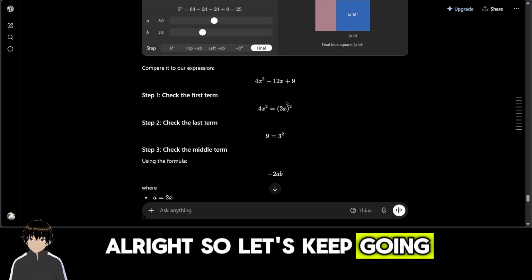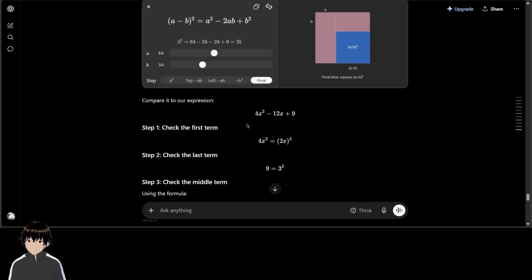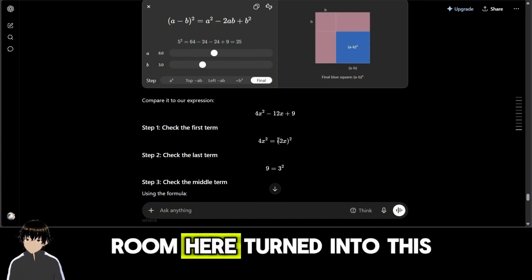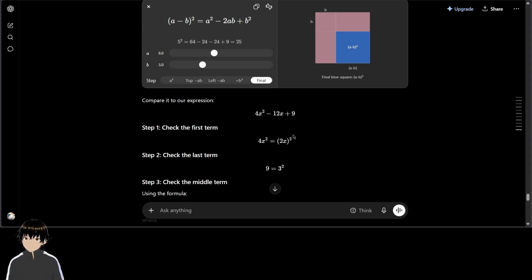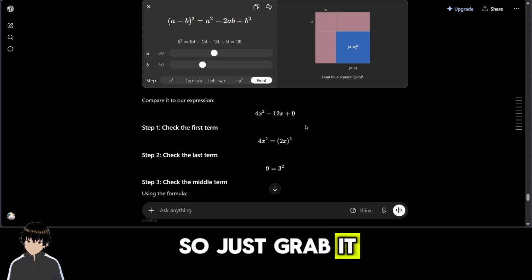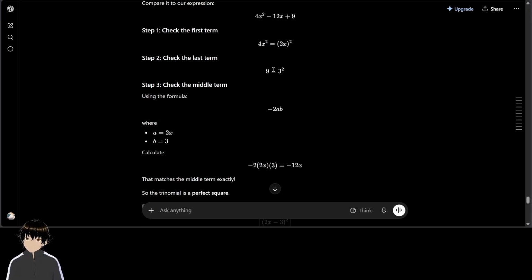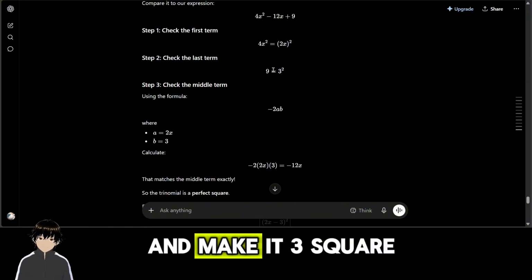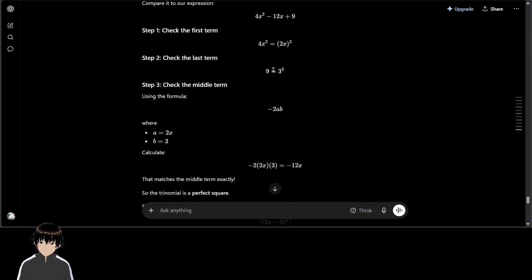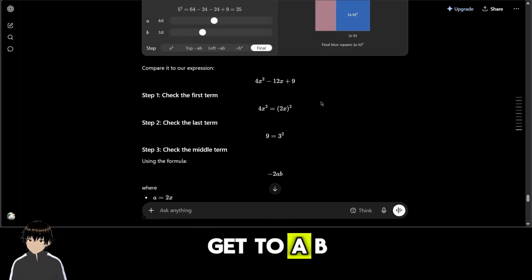Alright, so let's keep going. We have the first term here. Let's turn it into this. Just gonna take it out. Check the last term. Make it 3 squared, with 2ab.